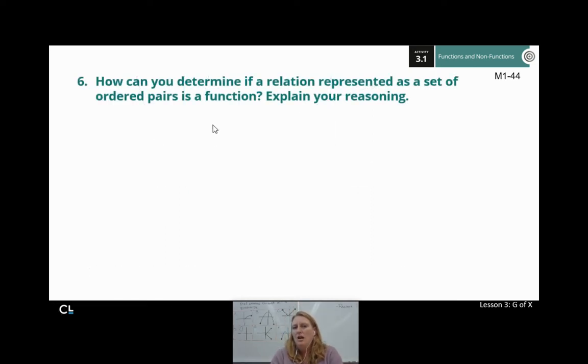So, how can you determine if a relation represented as a set of ordered pairs is a function? How would you know that? Go ahead and hit pause, jot down your thoughts, hit play to keep going.